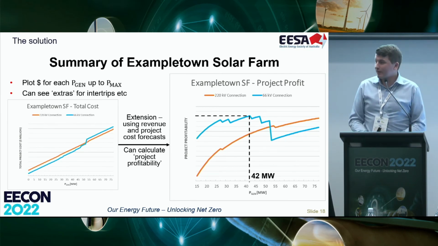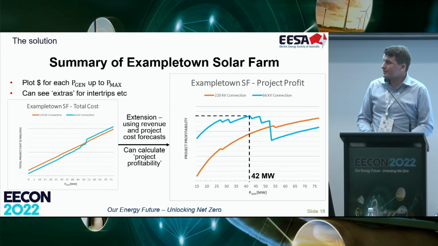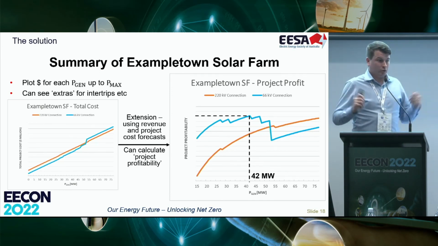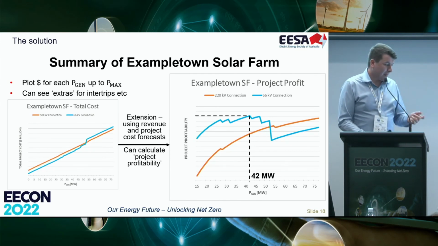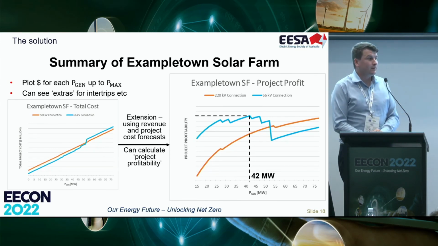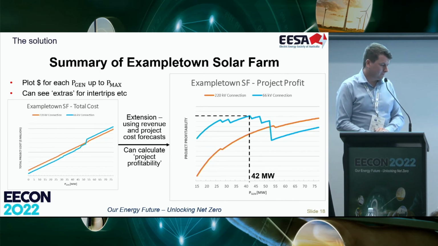And 42 is not a round number, but that was calculated based on this. You can also see that should you want to go a lot bigger, 75, 80 MVA seems feasible, but in that case, a 220 kV connection would be a better rate of return for this project.